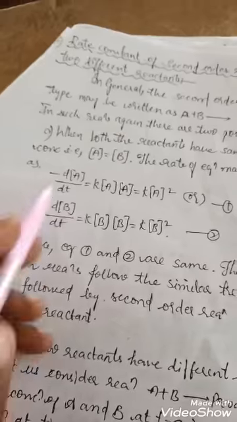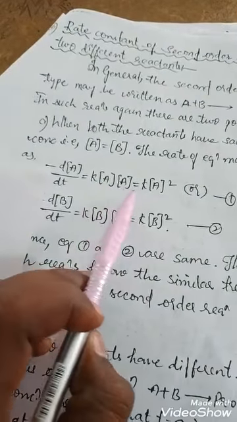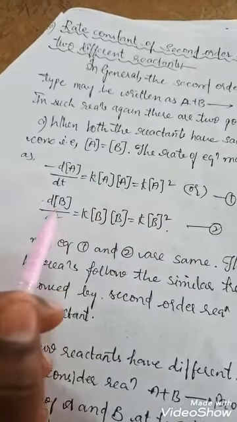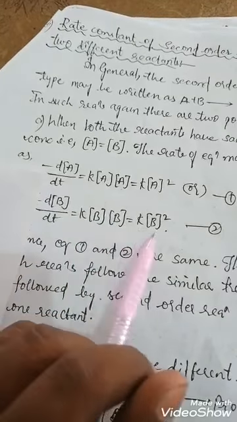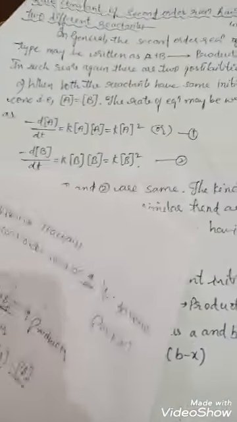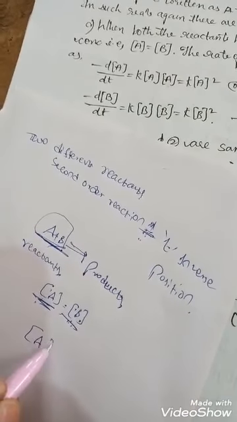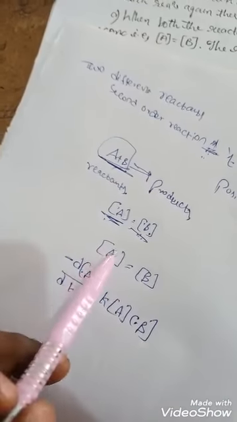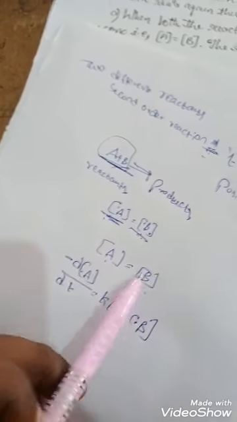So the rate equation may be written as minus dA by dt equal to kAA equal to k A square, or minus dB by dt equal to kBB or k B square. We have to take reactant A equal to reactant B. What is a second order reaction? dA by dt equal to k A B. In that we should take A equal to B, so either A or B.